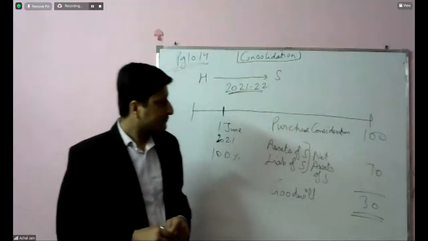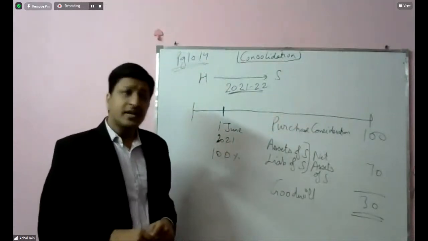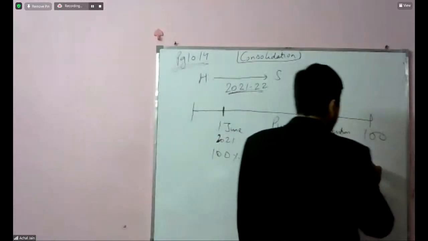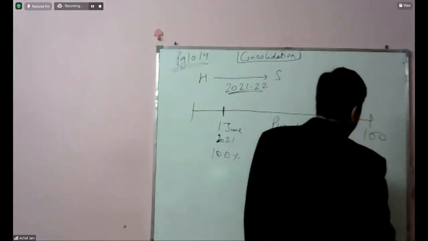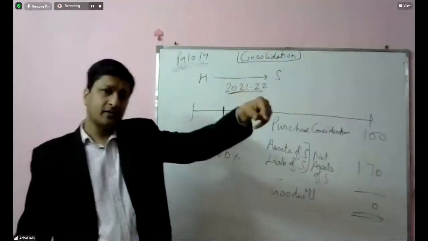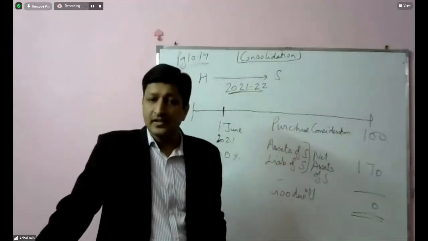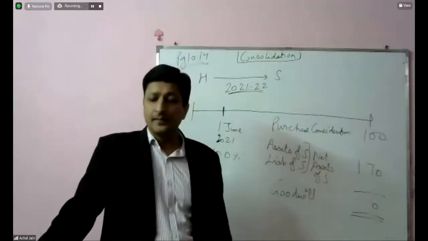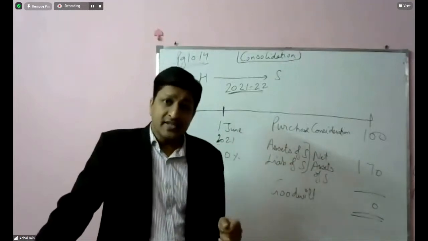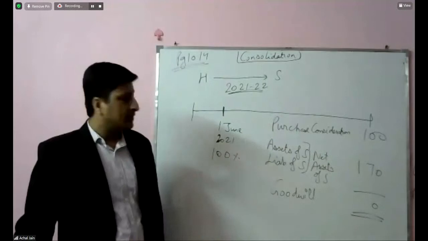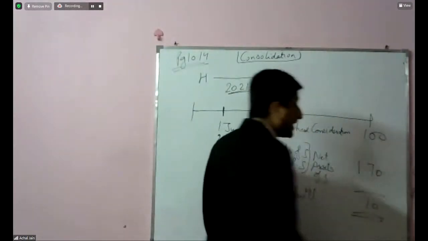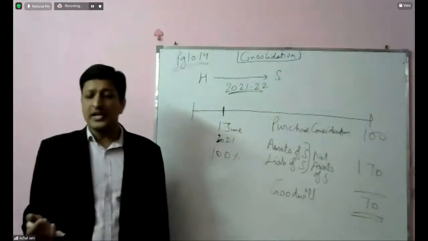Let's suppose the value of net assets is 170 instead. So H has paid 100 and has acquired a company having net assets of 170. Now it's the other way around. So in this scenario, do we get a goodwill? No. But definitely something has been paid and some recording has to happen.